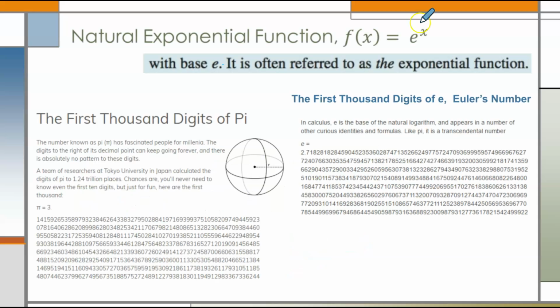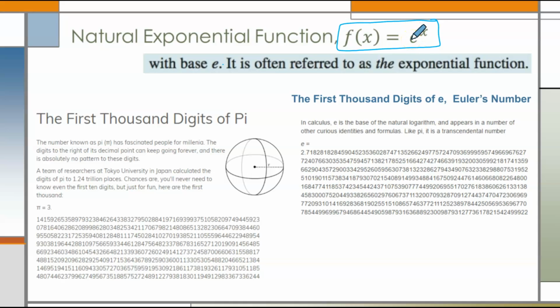Okay, the natural exponential function is of this form. f of x is equal to e to the x power. Notice we, like all exponential functions, have the variable in the exponent. Our base e is a constant. Let's look at what e represents.